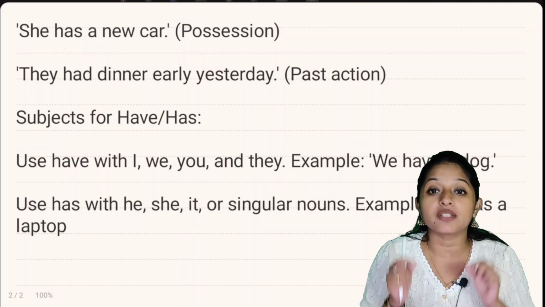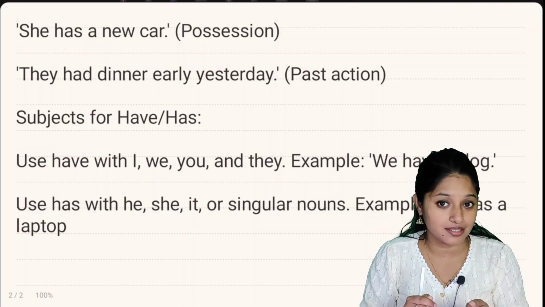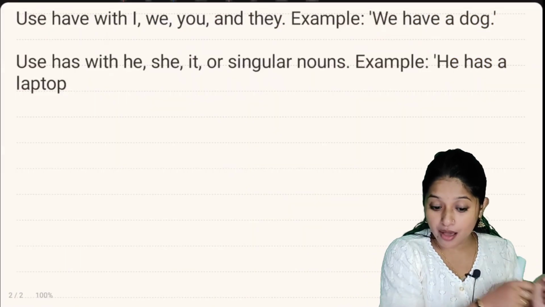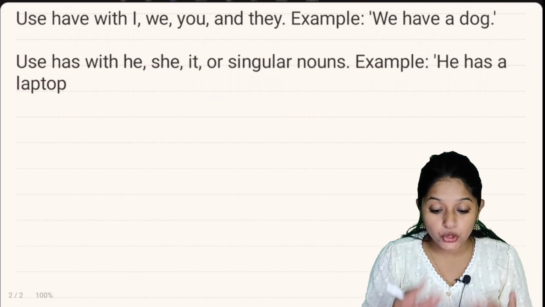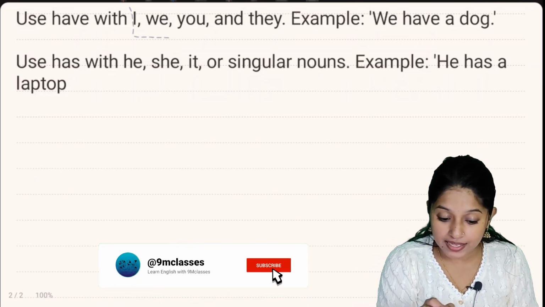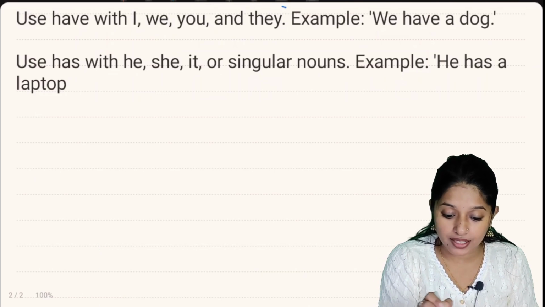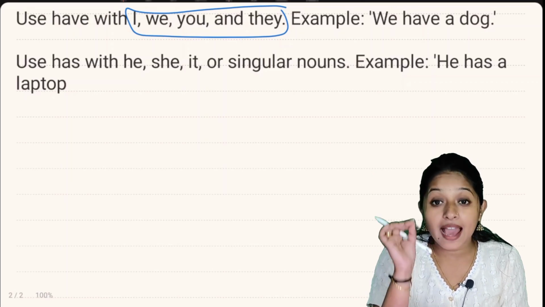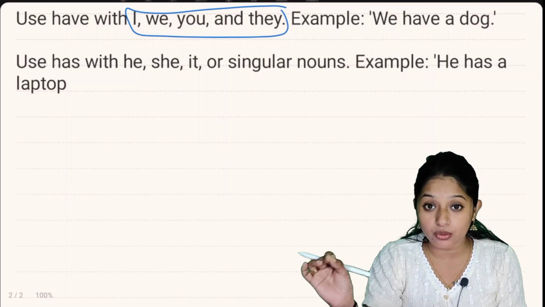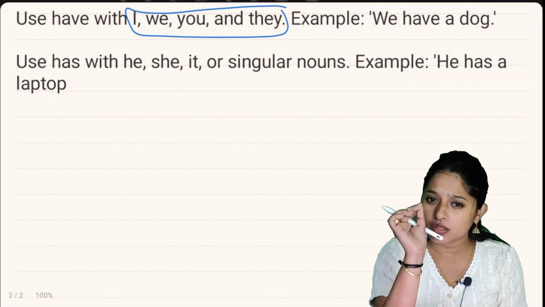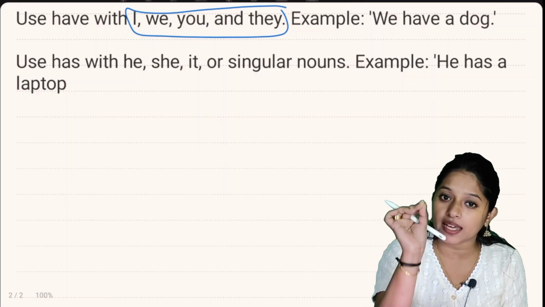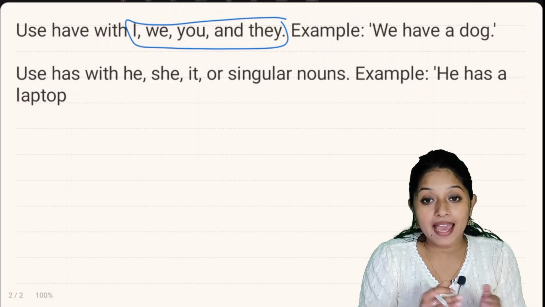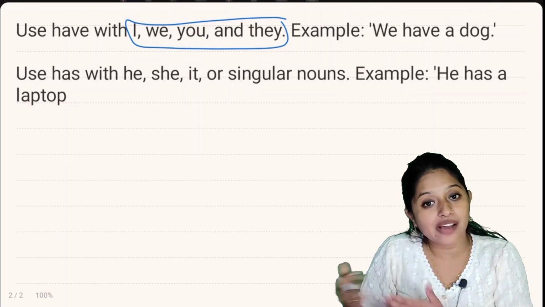The major problem is with the subjects while you are making sentences. Focus here. We use have with I, we, you, and they. I, we, you, and they. You really have to note down the subjects and the auxiliary verbs which are used with these subjects. I am giving here only one example. You can make several examples and comment them down. So let's see the example. We have a dog. We have a dog.